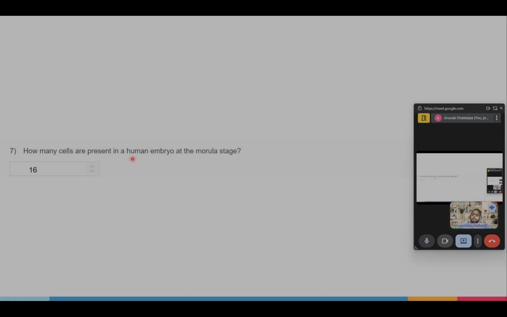So how many cells are present in a human embryo at morula stage? It starts at 16, but the 32-cell stage can also be classified as the morula stage. So I guess 16 or 32, whatever you put in.